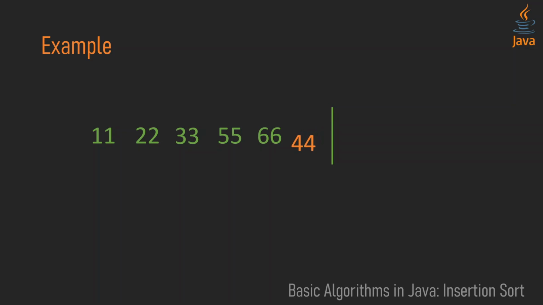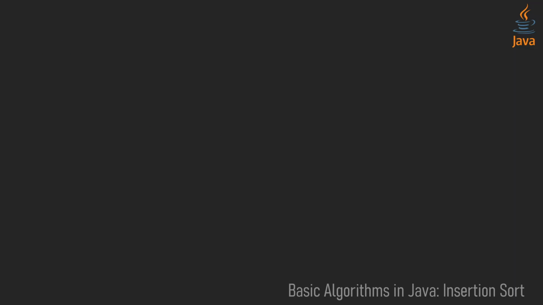We swap the 44 and the 66. And we swap the 44 and the 55. And now the whole array is sorted and insertion sort is finished. So I hope this example clarified how insertion sort works. And now let's begin with the implementation.